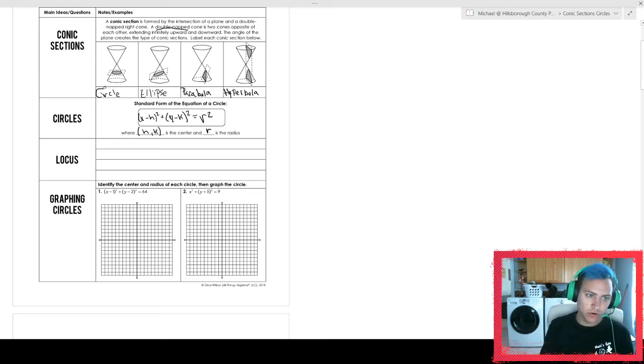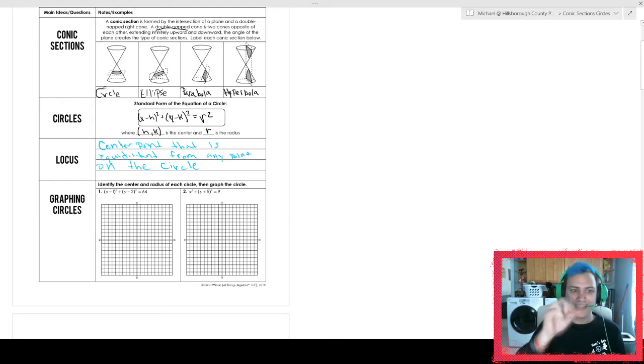For example, in a circle, circles will have a center point that is equidistant from any point on the circle. So any point you choose on the circle will be the same distance from the center, which we know, right? That's what a radius is. The center is always equidistant from all the sides because those are radii of the circle, and the radii make up what the circle is.